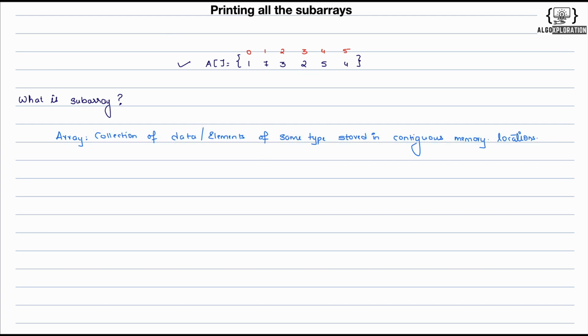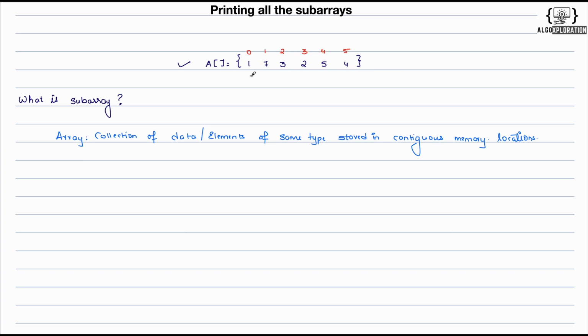Here, as per the definition, we can see that an array is nothing but a collection of data or elements of the same type that is stored in contiguous memory locations or in a continuous fashion. Now, if you are talking about the subarray, that is nothing but a part of an array. Now we have to select elements in a contiguous fashion, right? So this can be a subarray, right? 7, 3, 2, or 3 to 5 can also be a subarray because we are selecting in a continuous fashion. 7, 3, 2, 5, 4 can also be a subarray.